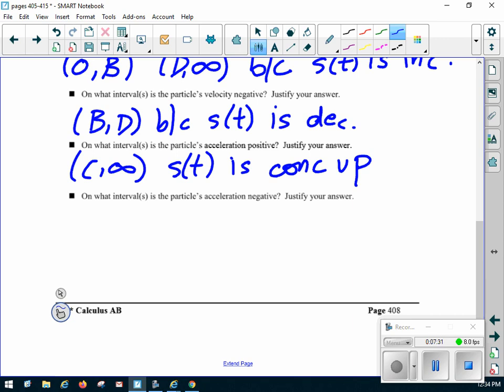On what intervals is the particle's acceleration negative? Why 0 to C? 0 to C because S of t is concave down.